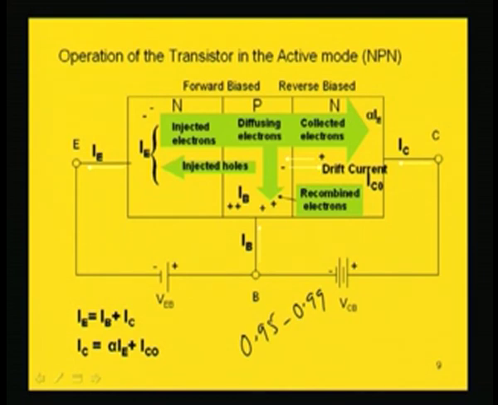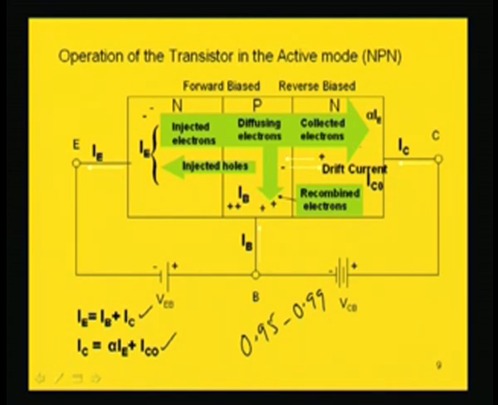So, this is alpha times IE, and this is IC naught, the drift current due to the minority carriers, which are holes in the collector and electrons in the base. Due to movement of these minority carriers, the reverse saturation current IC naught flows. So, IC equal to alpha times IE plus IC naught. These equations are valid for the transistor, be it PNP, be it NPN. These are the key equations which must be satisfied.